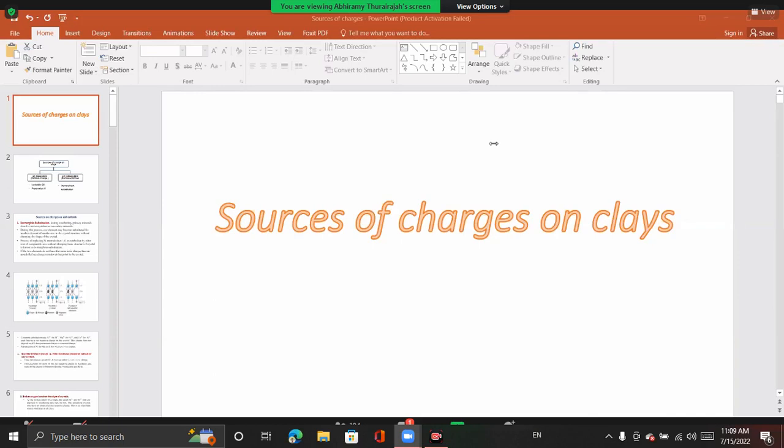Can you please classify the clay minerals? Okay, any volunteers? You don't have notes with you, at least. If you don't know the classification, then it is difficult to understand how the charges are developed on this place, right? So we have to discuss that. Any volunteers, please, by looking at the notes, tell me how to classify the clay minerals. It is very basic, no?